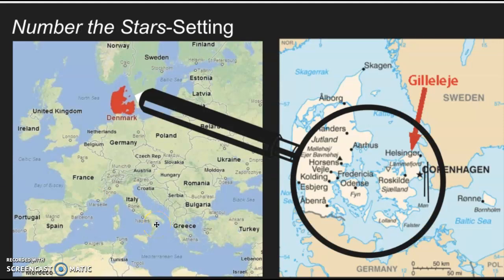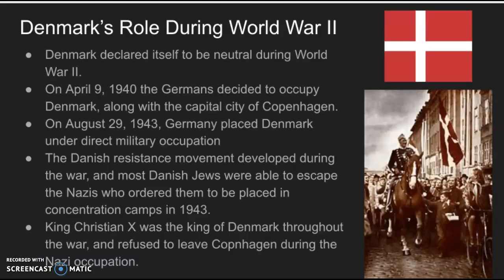The Number the Stars story that we're going to read takes place in Denmark. It's a very tiny country that's actually connected to Germany. The story that we are reading takes place on the islands here. The first place is Copenhagen, and then they go to Gilleleje, which is right up here. Denmark's role during World War II.